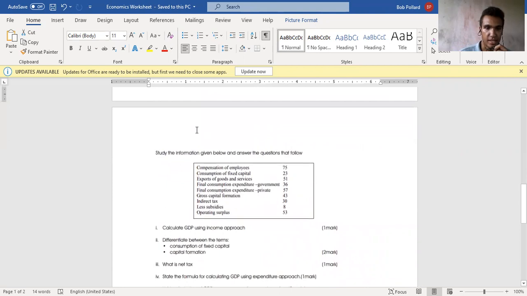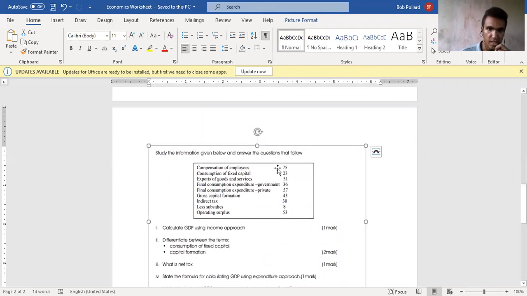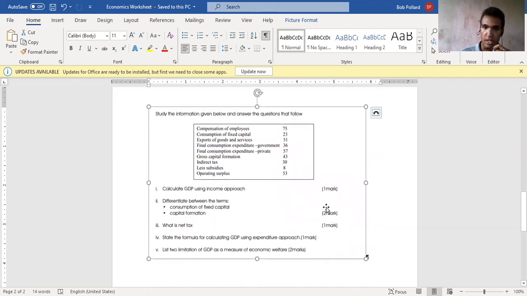And you also have a second table here, compensation, with data and details listed in a small table. First thing to do is calculate the GDP using the income approach. I want you to differentiate between the terms consumption of fixed capital and capital formation. After that, calculate net taxes. Then state the formula for calculating GDP using the expenditure approach. And lastly, list two limitations of GDP as a measure of economic welfare. So have a go at these questions and see how you go.